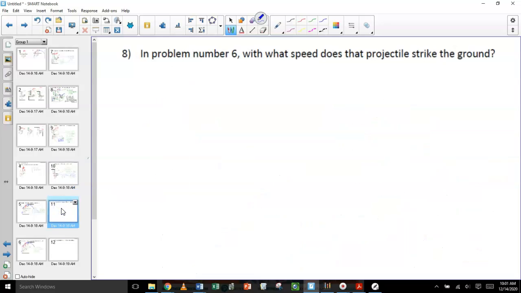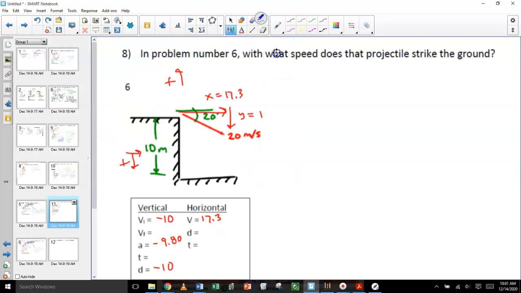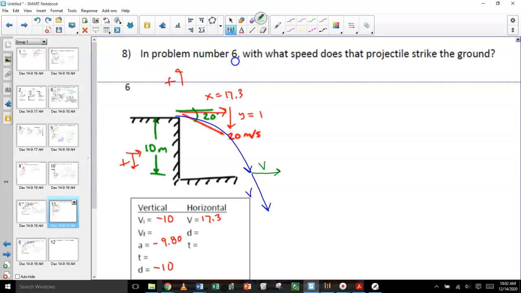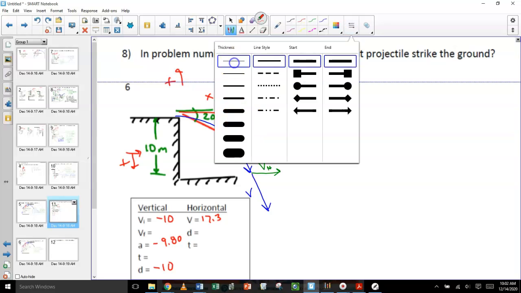Problem number 6, with what speed does that projectile strike the ground? As it's traveling, you fire it, it hits the ground. It wants to know with what speed it hits the ground. So what we really ultimately need to know is how fast is the velocity horizontally, and how fast is the velocity vertically.